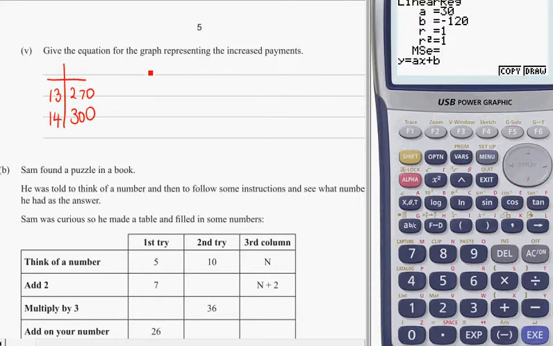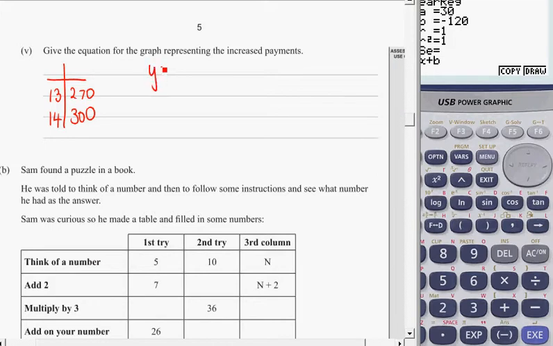And there I can see y equals ax plus b. Using their lettering, we're using t for the total amount. Now a needs to take the value of 30. Along the x-axis, we're using the letter p. And then b is minus 120. So you could check that. You could substitute 13 in there on your calculator. 30 times 13 minus 120, just check you get 270.